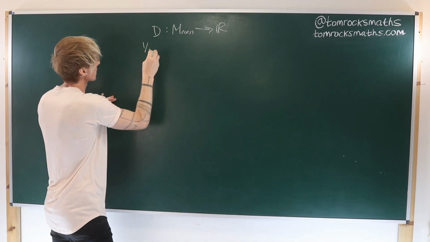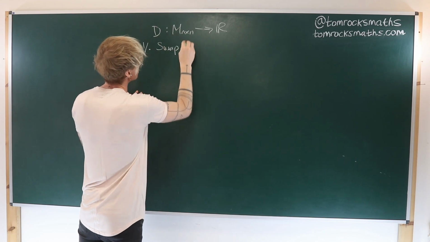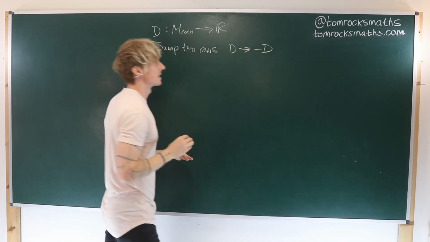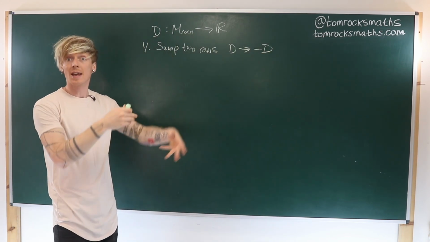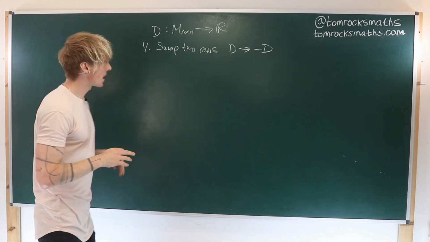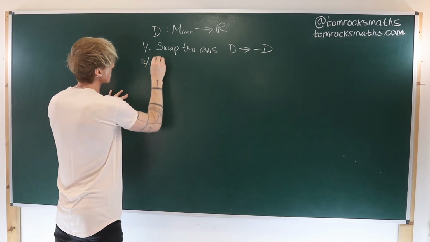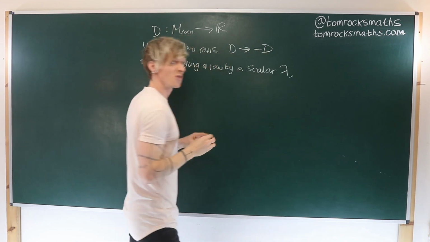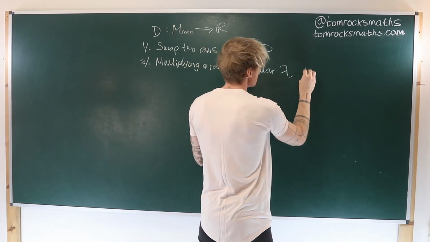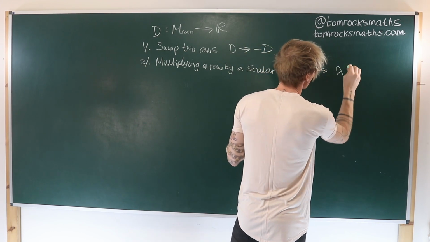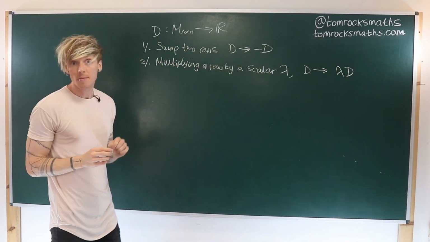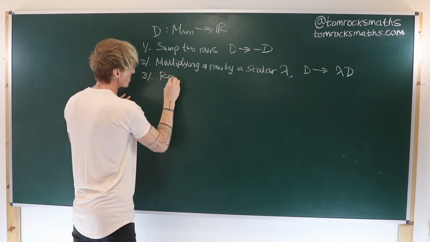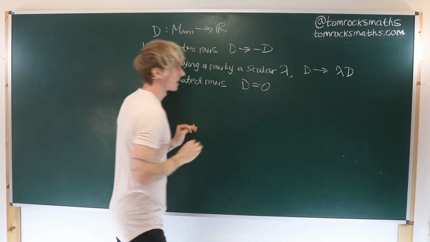The first one is if we swap two rows in our matrix, then d goes to minus d. So you introduce a negative sign if you swap two rows. The second property is that multiplying a row by a scalar, let's call it lambda, causes d to go to lambda times the original determinant. And finally, if we have any repeated rows, then d is equal to 0.